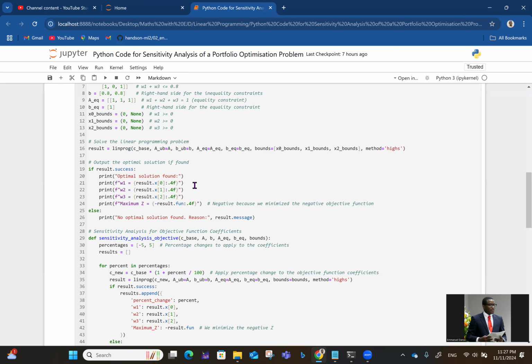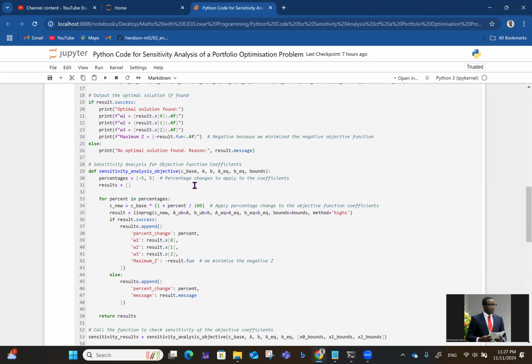So if you have a maximization problem, you negate it so that you can solve. By the time you're outputting the result, it will be negative, so you can multiply by minus and you get your result back. If there's no solution found, it is indicated as shown in line 26. And up to line 26, we would have got the optimal solution.